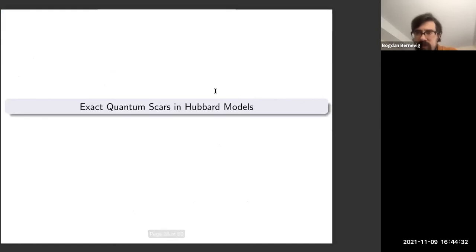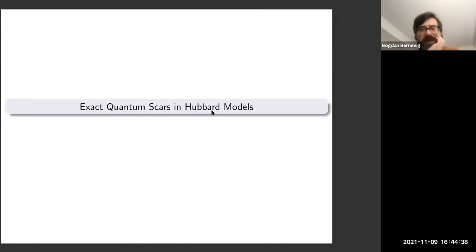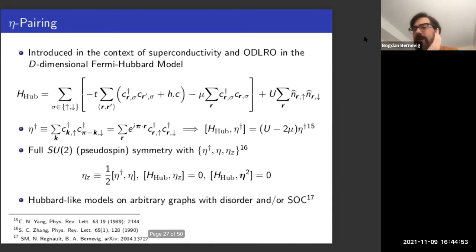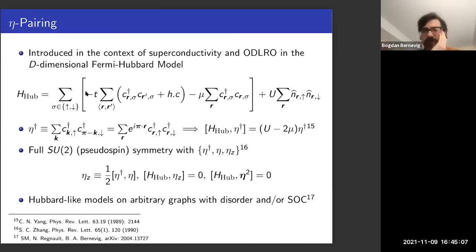Okay, so now for the last 5 minutes or 3 minutes of the talk, I want to try to give a more algebraic description of these scars. And we do this by looking at the Hubbard model in any dimension, really. So the Hubbard model, or you don't need translational symmetry, this is a graph, for example. But for right now let's consider translational symmetry. So the Hubbard model is nearest neighbor hopping plus Hubbard U.